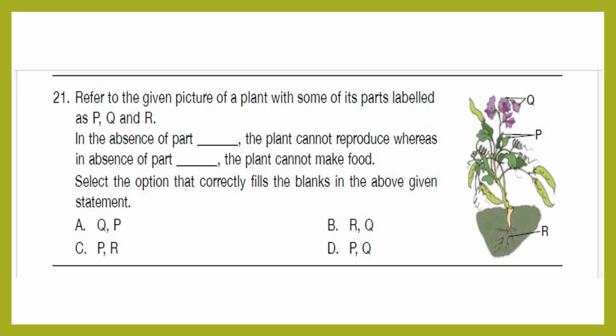Here, part Q is flowers, part P is leaves, and part R is roots. So, in the absence of flowers, the plant cannot reproduce. And in the absence of leaves, the plant cannot make food. So our answer is Q and P, that is option A.